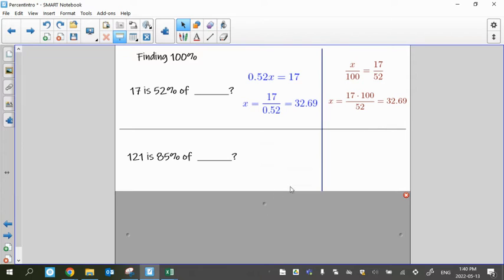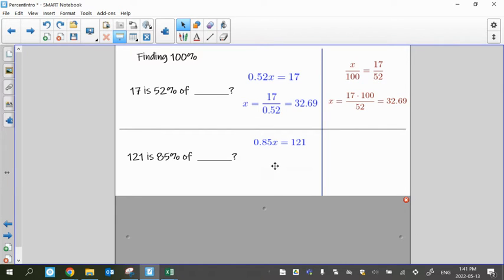What about this one? 121 is 85% of a certain number. So we need to determine what this number is. Similar to our previous example, we know that we are looking for a number that multiplied by 0.85, or 85% of the number, equals 121. This is literally translating our question into an equation. And to solve, we divide both sides by 0.85, and we find x equals 121 divided by 0.85, and our answer is 142.35.